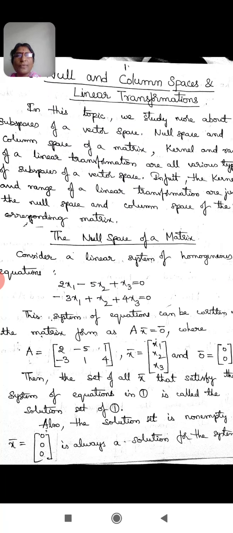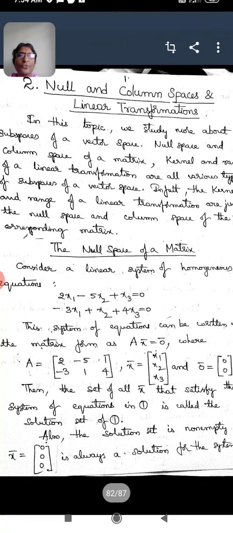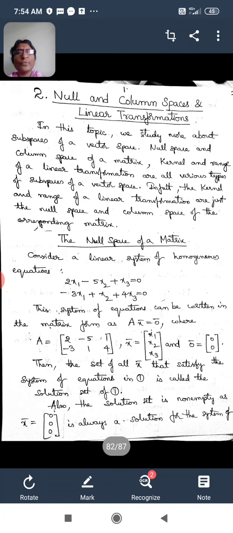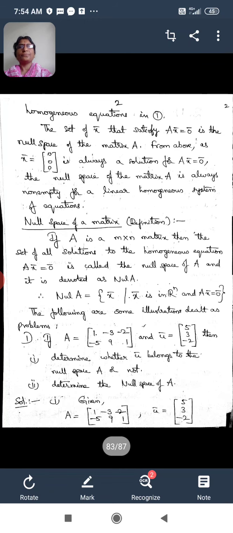Whatever be the system of linear equations, if we are taking such a system of homogeneous equations, then obviously the 0 vector will be a solution for that system. So whatever be the set of solutions, 0 bar is going to be included in that. That is why the solution set for a system of homogeneous equations is always non-empty. At least the 0 vector 0 bar is present there.